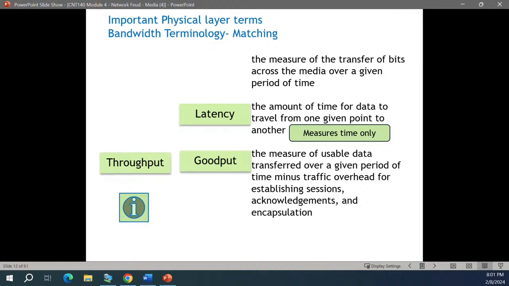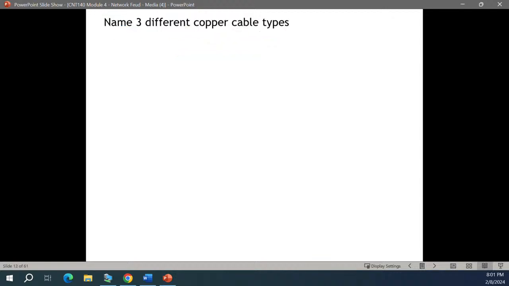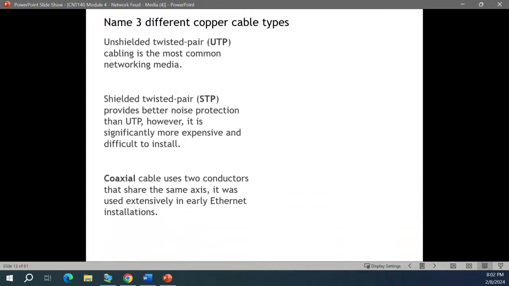And then lastly, our throughput, the measure of the transfer of bits across the media over a given period of time, right? And that should say all of it. It's like a measurement of all of it. What are the 3 different copper types? Let's hear it. The first one, the most common. UTP. What's the STP? Coaxial. Okay, so we got those. Now, what does the twist mean, and what's significant about the twist? Like, what did the book talk about? I think the book talks about the twists.